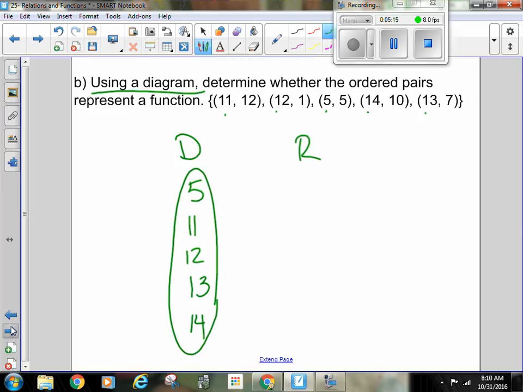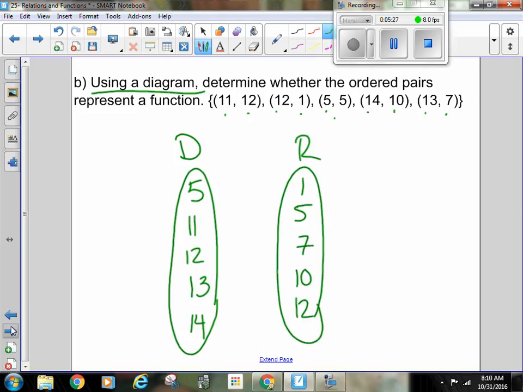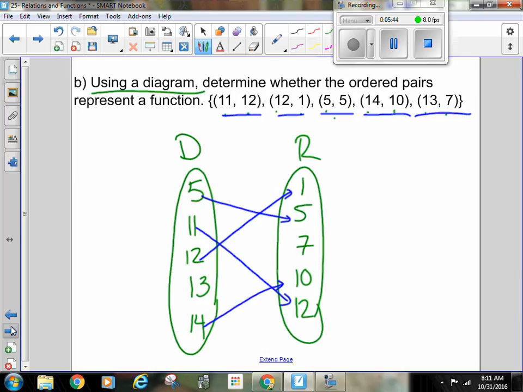Then my range. I have a 1, then I have a 5, 7, 10, and 12. Okay, and the last thing I have to do is use my arrows. So I'm just going to go at my ordered pairs. 11 goes to 12, then 12 goes up to 1, 5 goes to 5, 14 is going to go to 10, and 13 is going to go to 7.